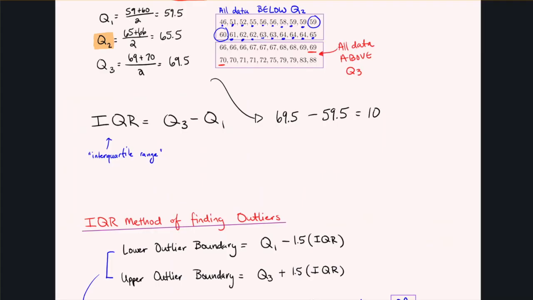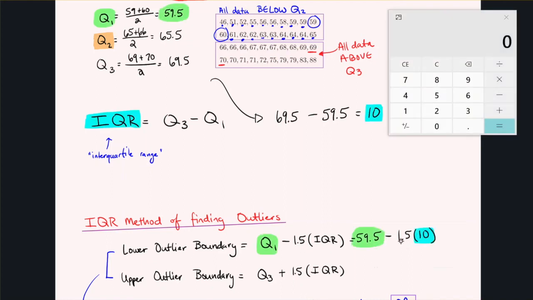So our lower outlier boundary, we know Q1 is 59.5 minus 1.5 times our IQR from the previous step, which was 10. So let's type this into our calculator and we will see what the lower outlier boundary would be. The lower outlier boundary is 44.5. So data values that are below that are considered outliers.